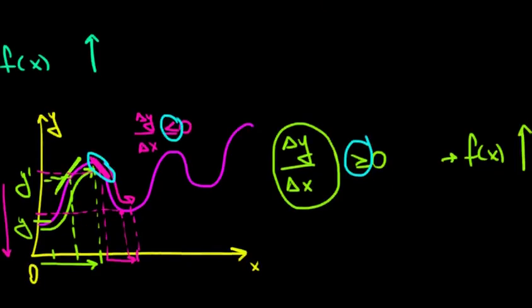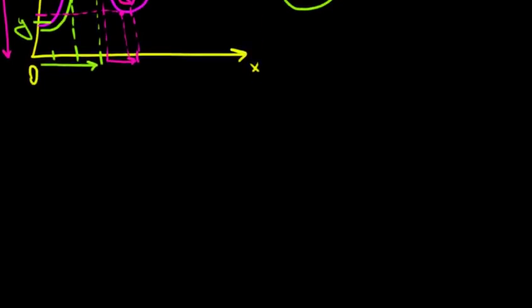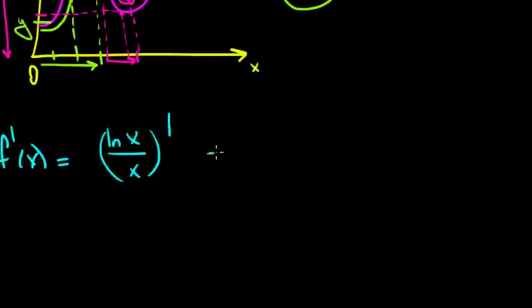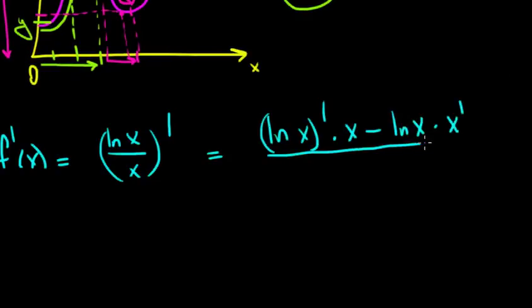Well, what can we do now? We can find our derivative. That's the most natural thing to do. So f prime of x would be equal to the derivative of ln of x divided by x. Now what do we have here? We have the quotient rule. We have a division of two functions. So we would have the derivative of ln x times x minus ln x times the derivative of x, divided by x to the power of 2.